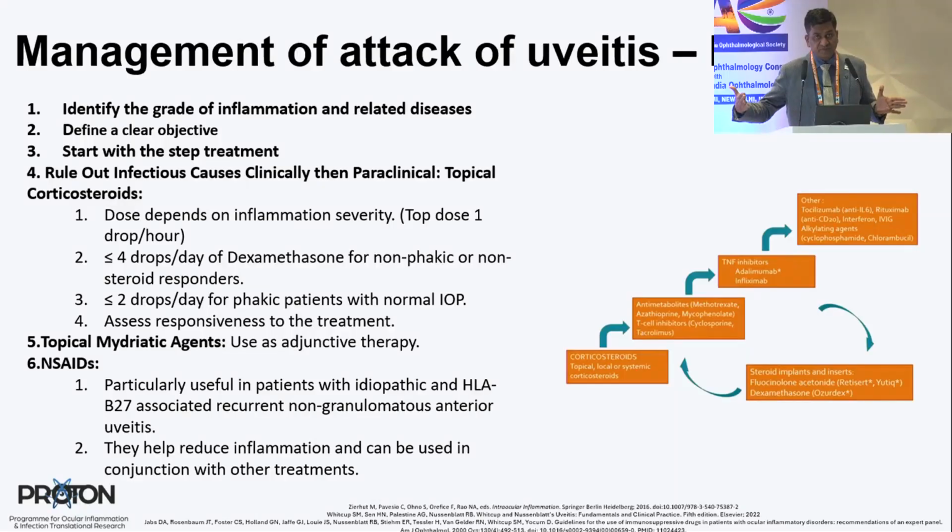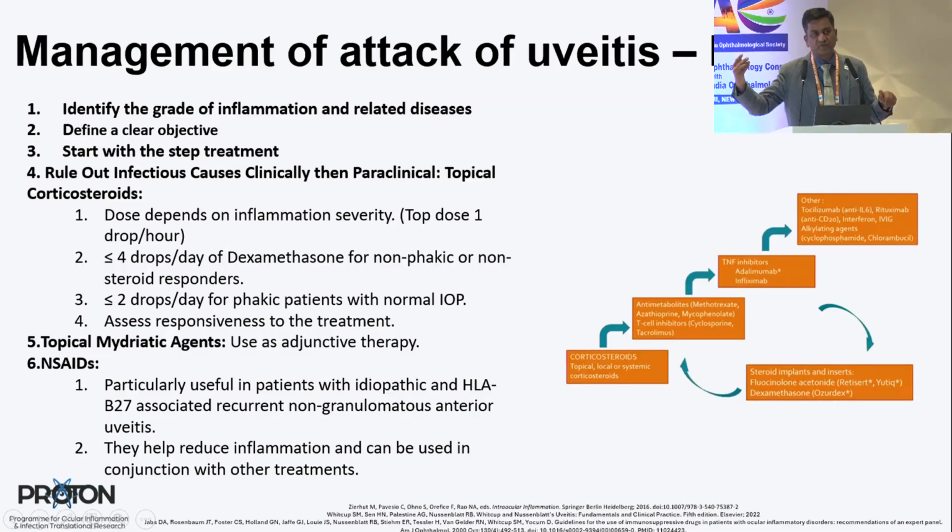When it comes to the management, we have spoken about different ways you can manage a patient, but again a step-ladder approach is: identify uveitis, grade of inflammation, severity of uveitis if possible, define a clear objective. So if you can go back with this lesson that once you see a patient, define a clear objective, start with treatment, and as has been rightly said, rule out infectious cause. But I wanted to highlight there, while you are ruling out infectious cause, it can take another 2-3 days. What are you going to do in those 2-3 days? You are going to leave the patient as it is.